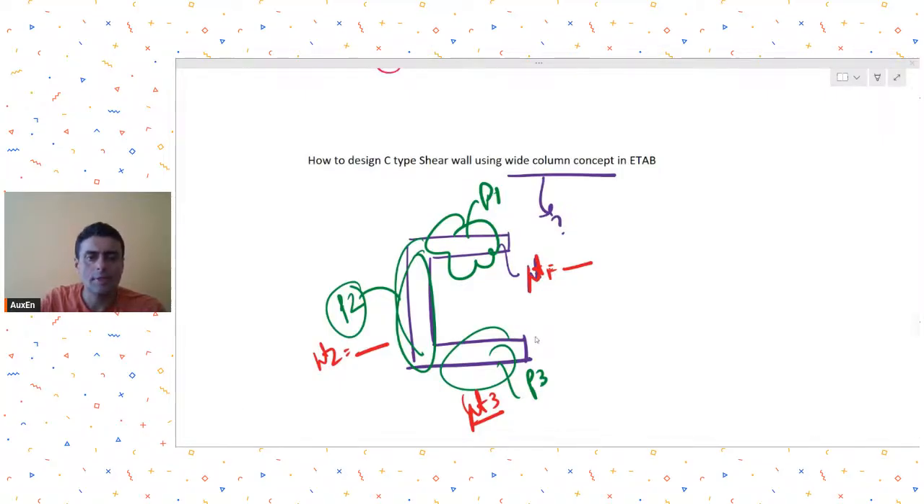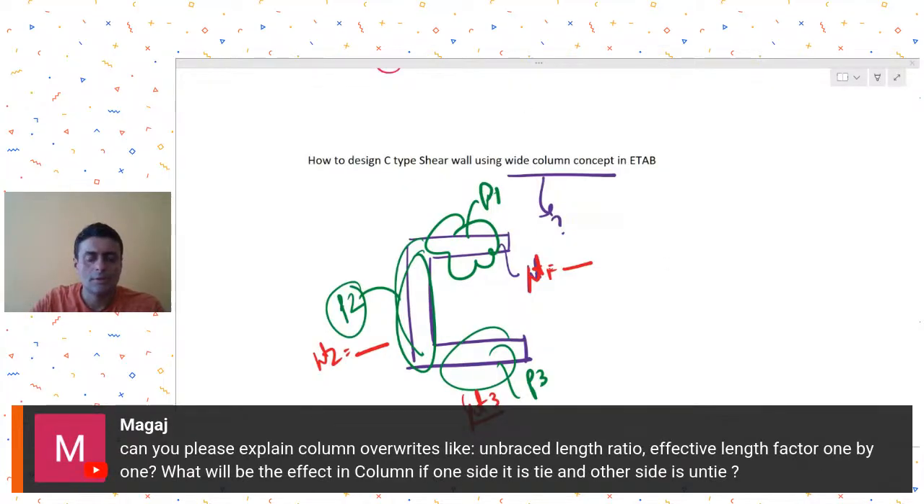And now let us take up questions that have been asked on the live comments. So Engineer Magaj is asking, can you please explain column overrides effect like unbraced length ratio, effective length factor one by one? That will be quite time consuming, difficult to explain in a live session like this. If you have any particular doubt, you put your doubt with some supporting sketches. I'll answer them.